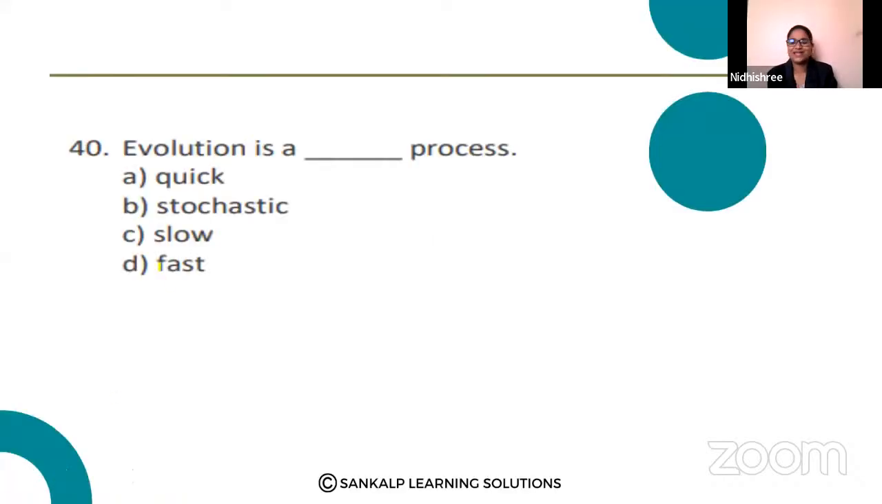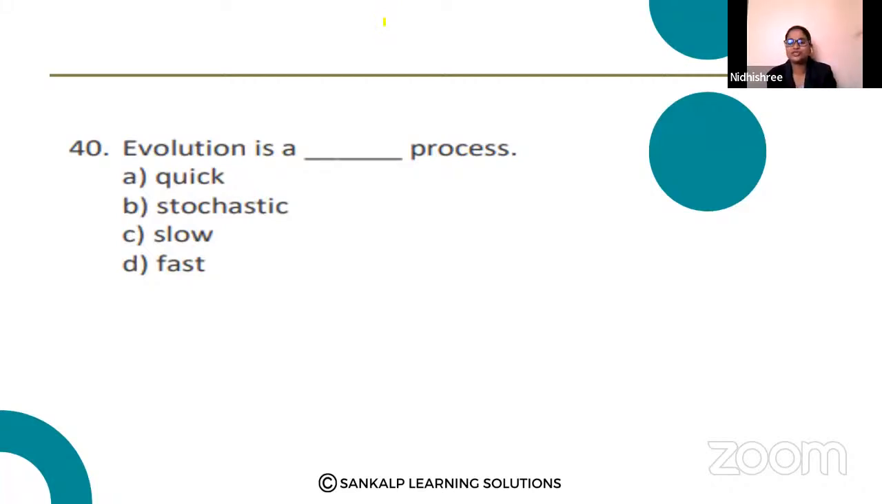Evolution is a dash process. Quick, stochastic, slow, fast. Option C, ma'am. Slow process. Option C answer. Slow, slow, slow.